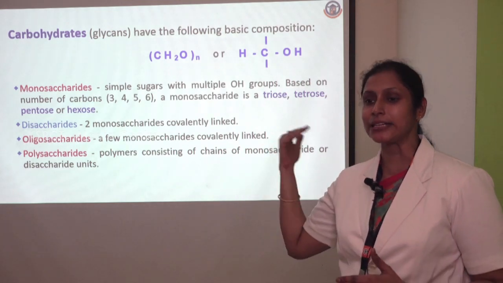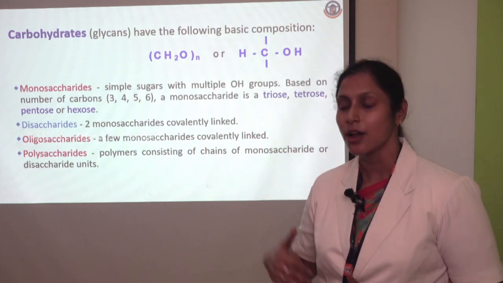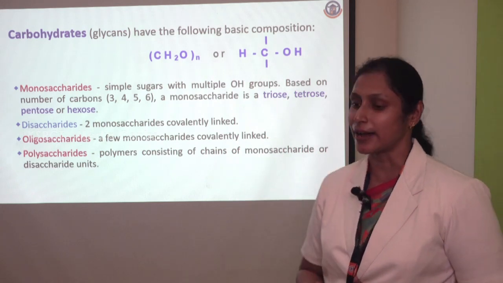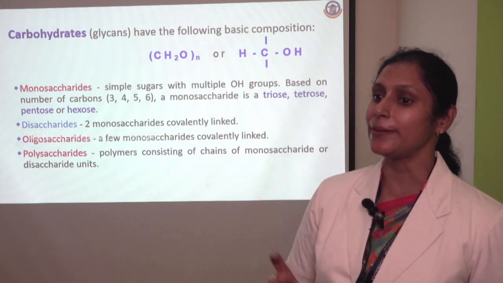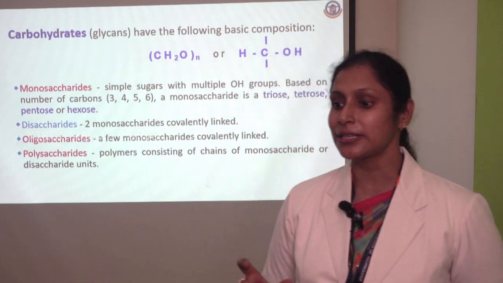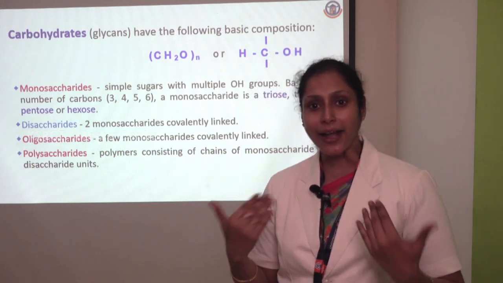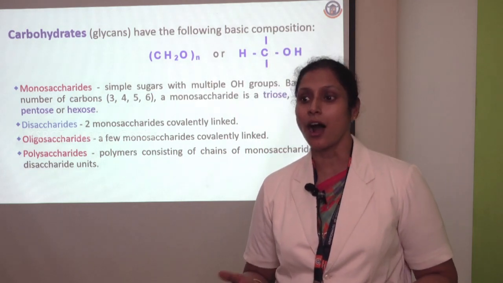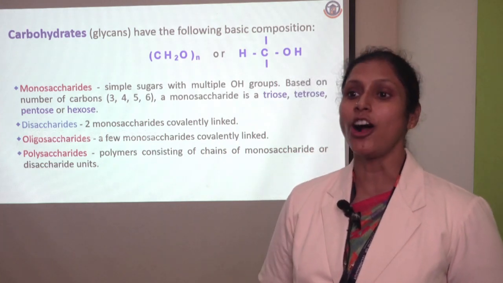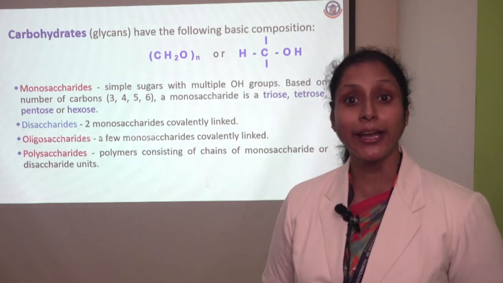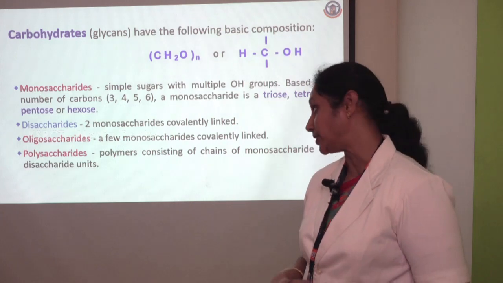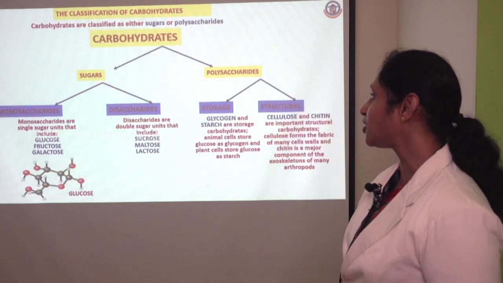The last category of carbohydrate classification is polysaccharides. Poly means many. Polymers which consist of chains of monosaccharide or disaccharide units, more than 10 monosaccharide units, we call polysaccharides. So this is the classification chart.